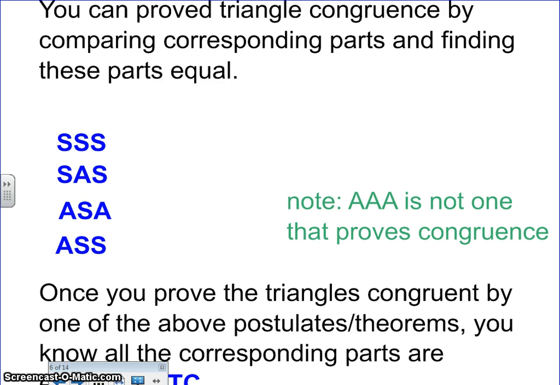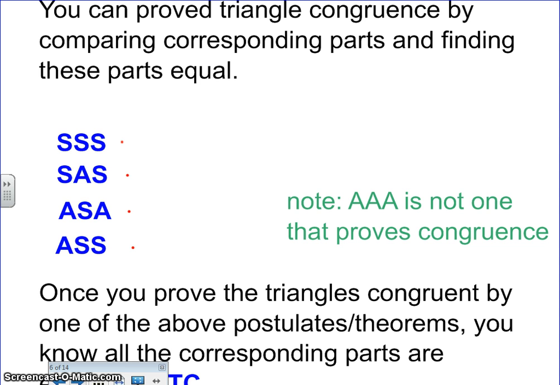And the shortcuts go just like this. The first one we call SSS, and that stands for side, side, side. The second one we call SAS, and that stands for side, angle, side. Now the angle has to be between the 2 sides that you know are congruent. The next one is ASA, angle, side, angle, so the side has to be in between the 2 angles that you know are congruent. And then the last one is angle, side, side. So it's an angle and then 2 sides that don't include that angle.